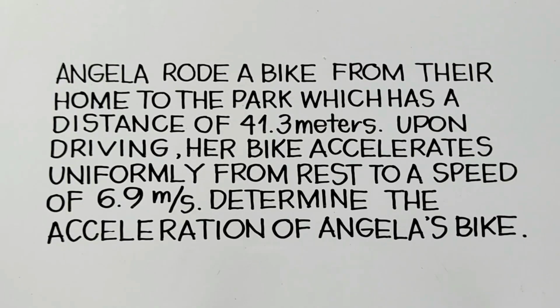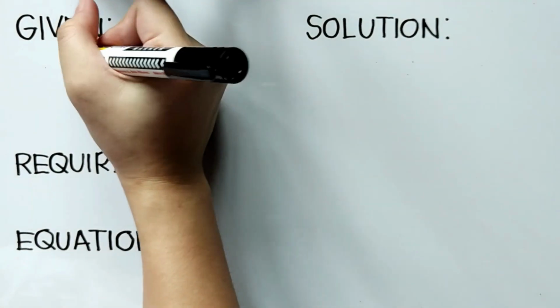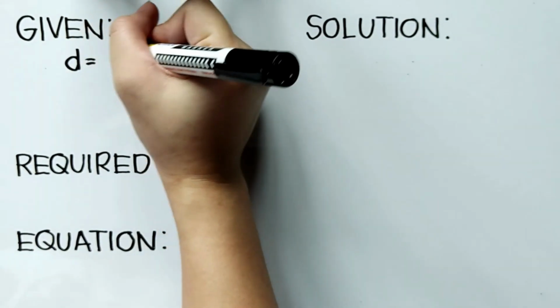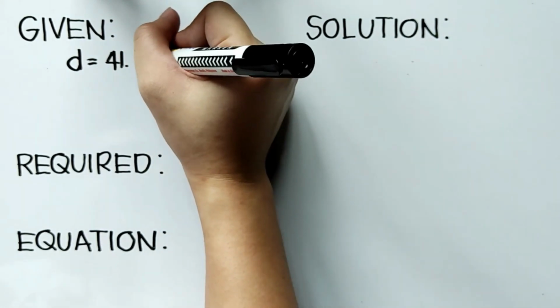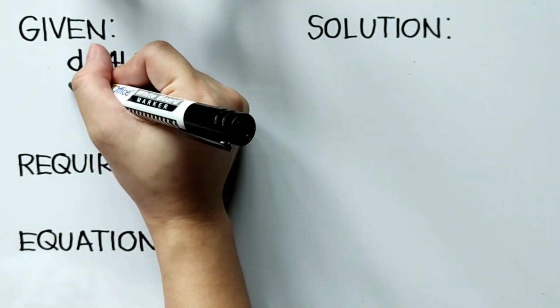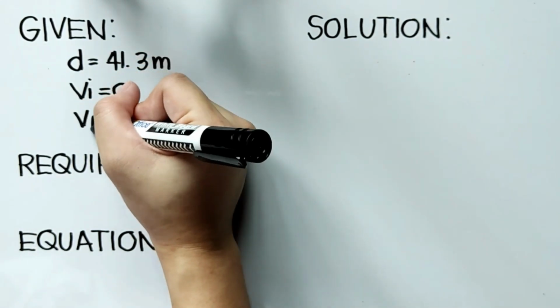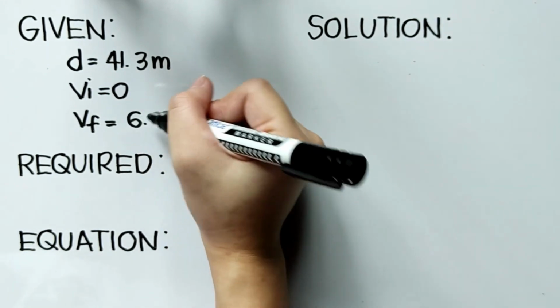Angela rode the bike from their home to the park, which has a distance of 41.3 meters. Upon driving, her bike accelerates uniformly from rest to a speed of 6.9 meters per second. Determine the acceleration of Angela's bike. For us to solve this problem, we should identify the given first. We have a given distance of 41.3 meters. Her bike accelerates uniformly from rest, which means it has an initial velocity of 0 and a final velocity of 6.9 meters per second.